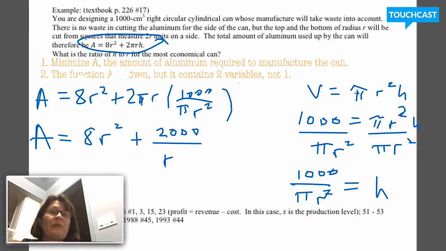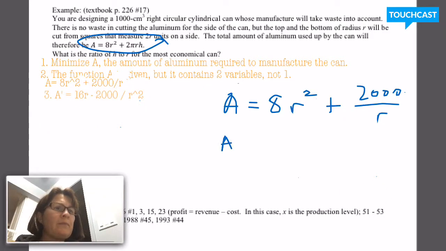So step 3, I'm going to need to find A prime. So I'm going to clear this up. To find A prime, I need to take the derivative of 8r squared.